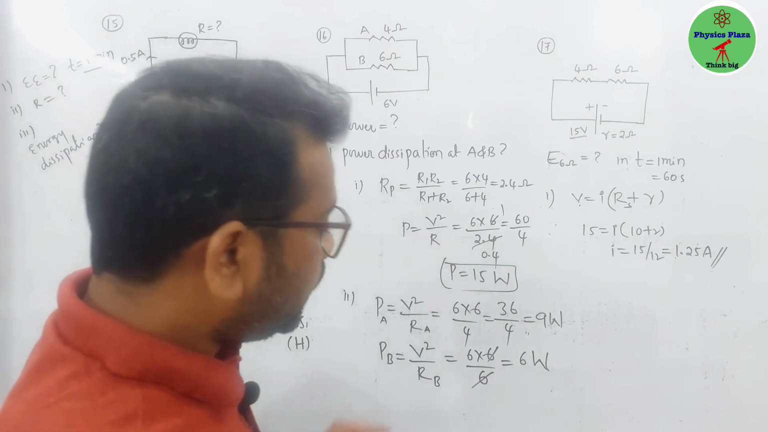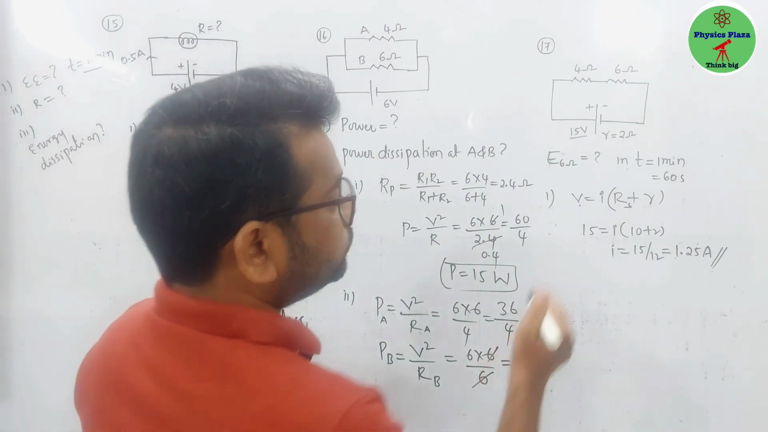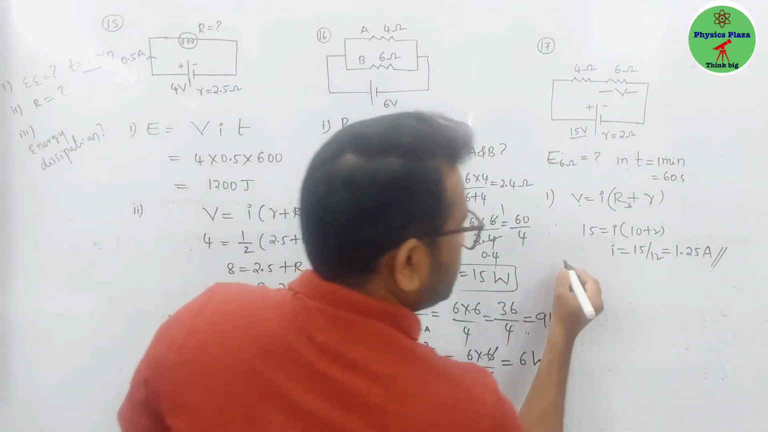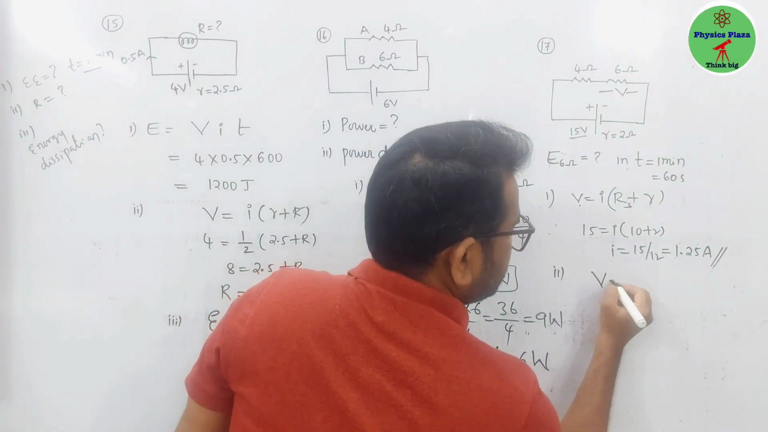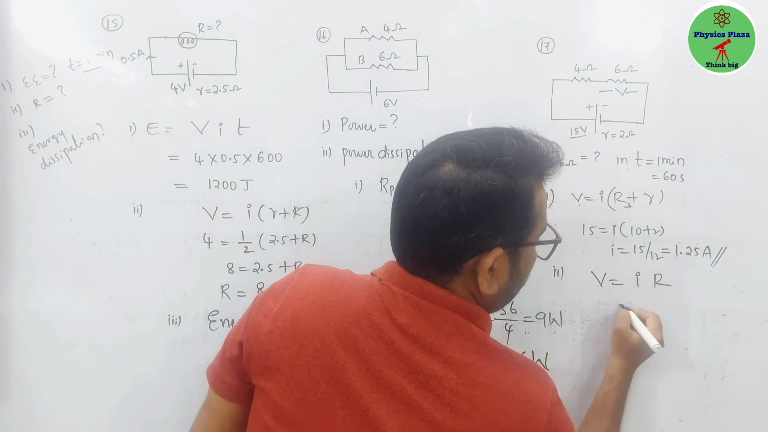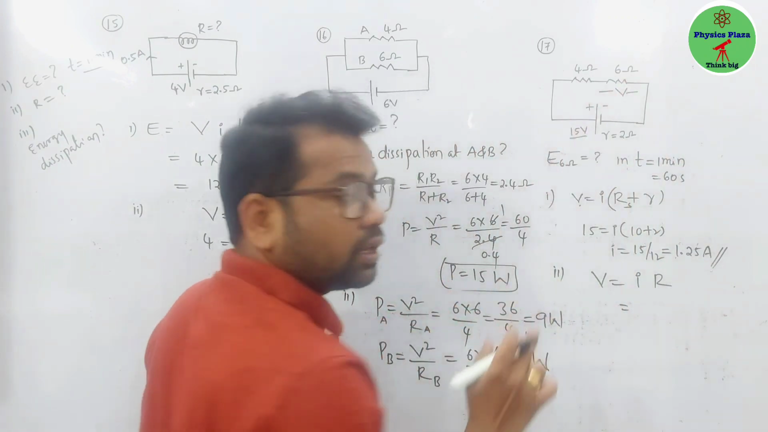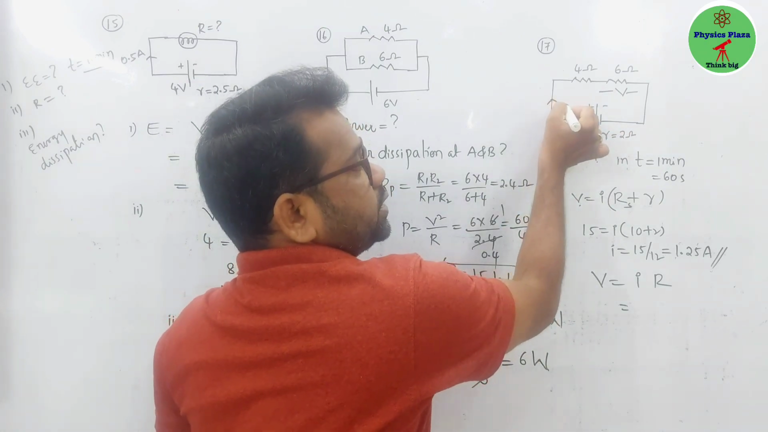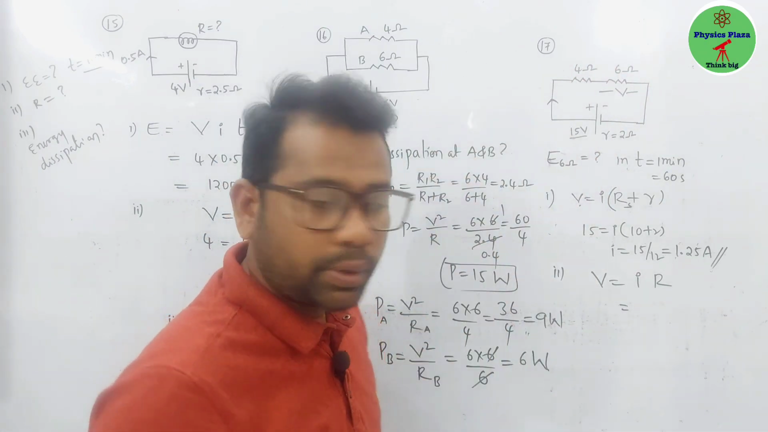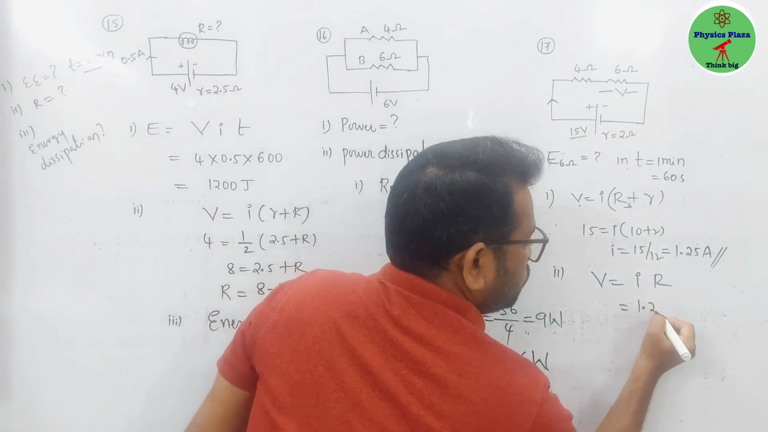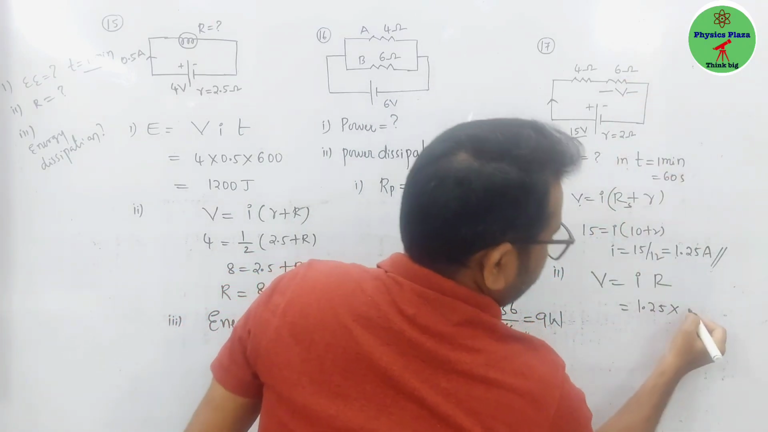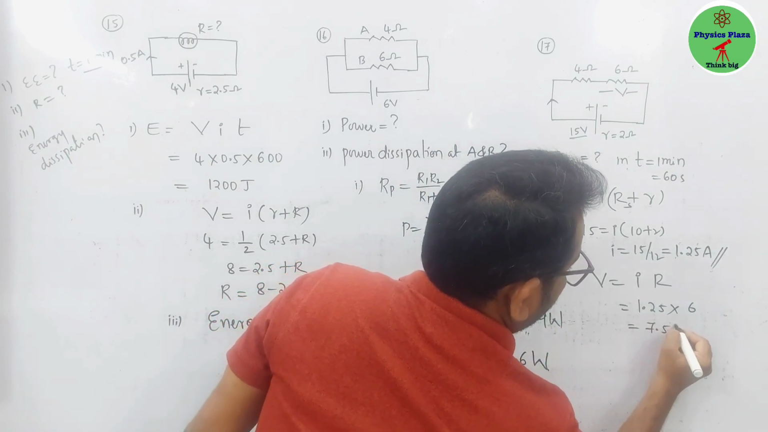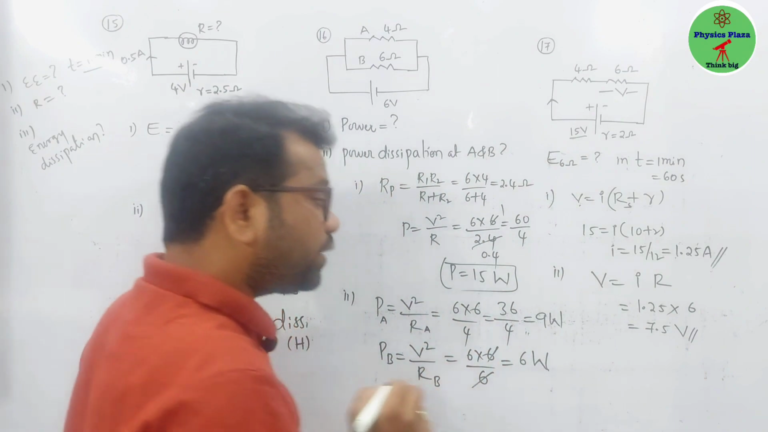Okay, that's fine. Now we need to calculate the voltage, right? Potential difference across this. So how to calculate? Yes, we know that V is equal to IR. How much amount of current is flowing? Children, as these two are in series, whatever current is flowing through the circuit, the same amount has to flow. The 1.25. So 1.25 into 6. So this is going to be how much more? 7.5 volt.